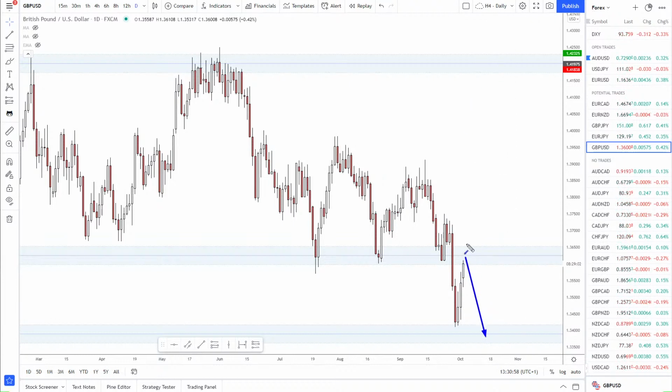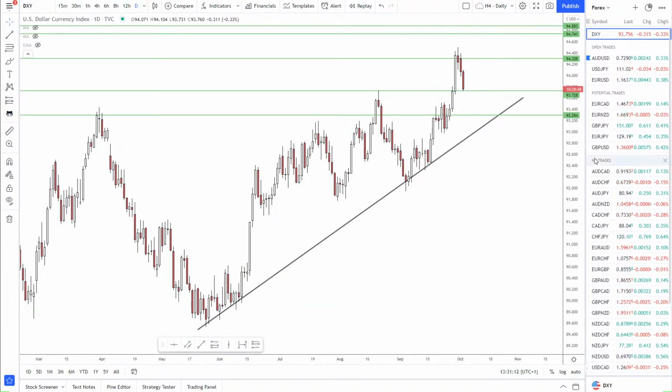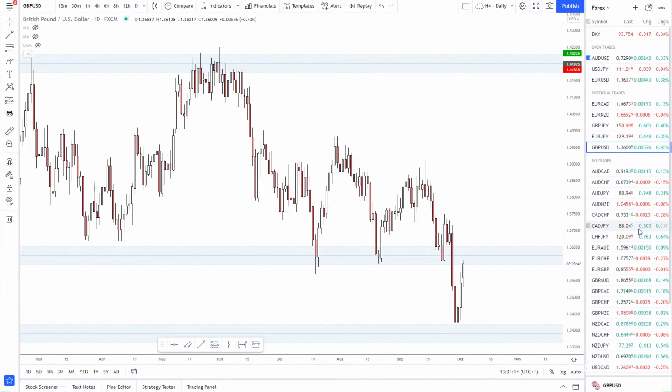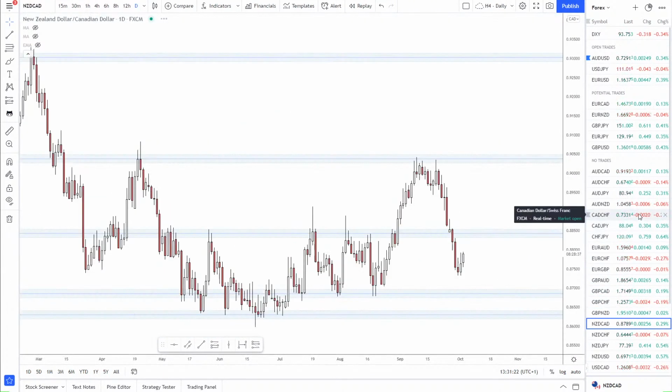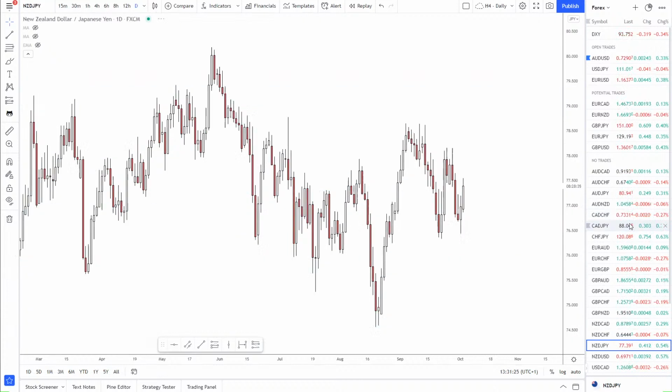US dollar going up would mean that GBP USD could in fact go down quite a bit. So I would watch that very closely. I'd watch DXY at this level. If it stalls out, I'll be looking for a GBP USD short. I think that would be a pretty decent move. So there is that one. Let's see if there's anything else.